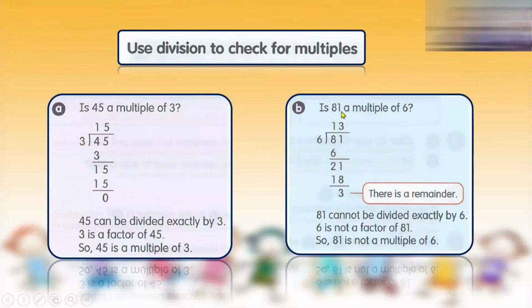With the next example, is 81 a multiple of 6? When you divide 81 by 6, you will get 13, but there's a remainder of 3. Since there is a remainder of 3, it means that this is not a multiple of 6. When you skip count by 6, you will not find 81 in there. Do you understand? That's how you check. You just have to divide them, and if there's no remainder, it means it's a multiple. Okay? Clear?